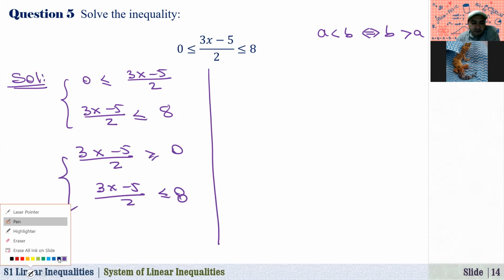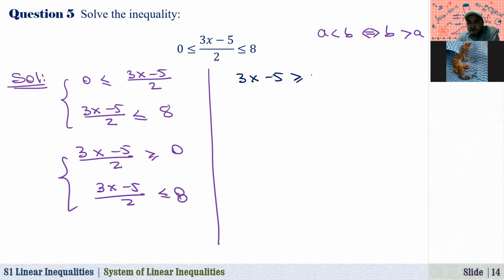Now let's continue solving this. The first one, multiply both sides by 2. Here we have 3x minus 5 greater than or equal to 0, because 0 times 2 is 0. And the second one, multiply both sides by 2. 3x minus 5 is less than or equal to 2 times 8, it is 16. The next step, take negative 5 to the right-hand side, divide both sides by 3. So x is greater than or equal to 5 over 3. The second one will be x is less than or equal to 16 plus 5, 21. 21 divided by 3 is 7.